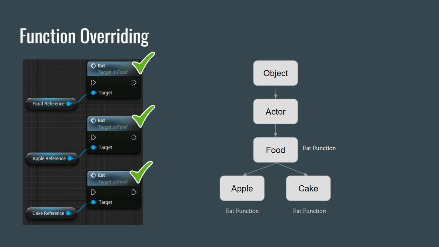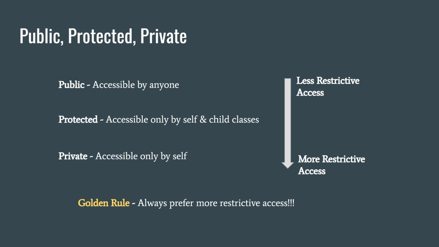I just wanted to go through exactly what we were going to be doing before we started, so you'd have an idea. And then the last thing to mention that's really important is the public, protected, and private accessors. Just to break it down real simply, public access means that it is accessible to anyone. Protected access means that it's accessible only by yourself and any child classes. And private means that it's accessible only by yourself.